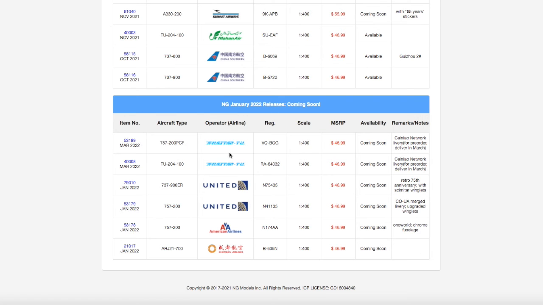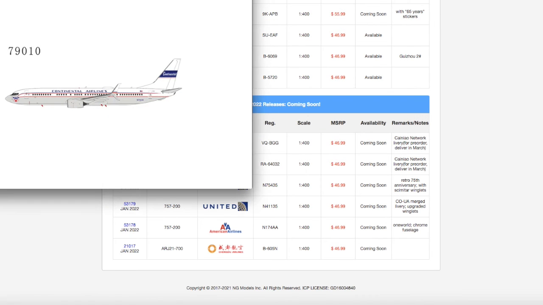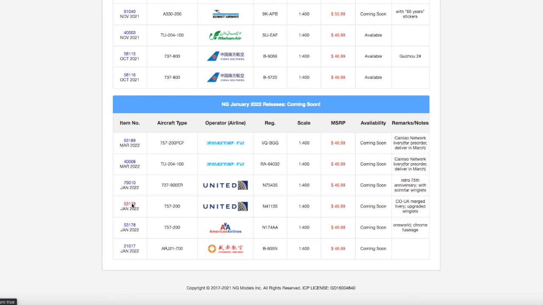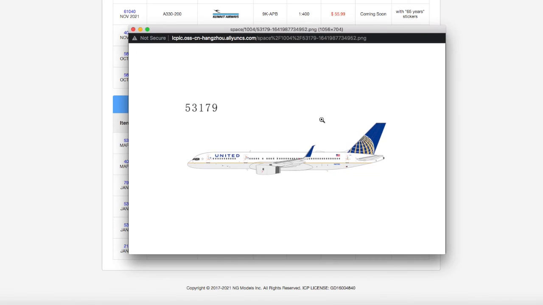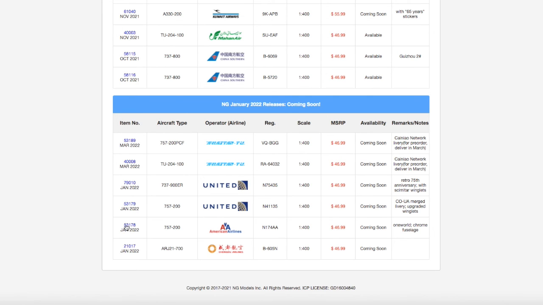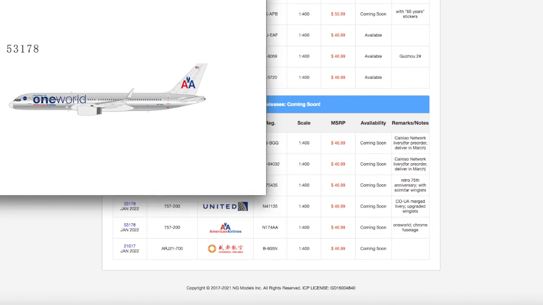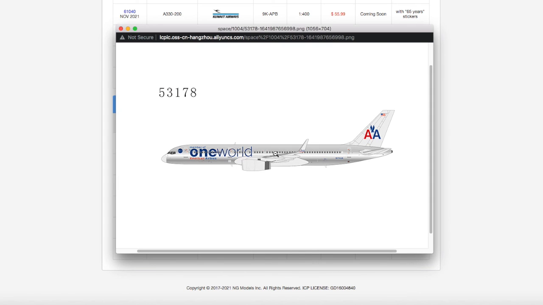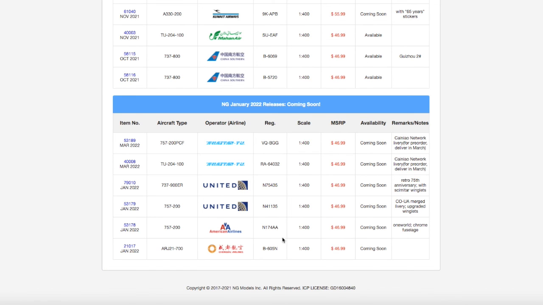Now, like I said before, the only model that I definitely am going to go for is the Continental 739. I may go for the 752 and maybe the American One World. The reason why I'm probably going to go for the American One World is because this thing is going to become pretty rare. I mean, Gemini just released it, and now the thing goes for like $300 on eBay. So this one's going to become really rare. Oh, and registration on this is November 174 Alpha Alpha.